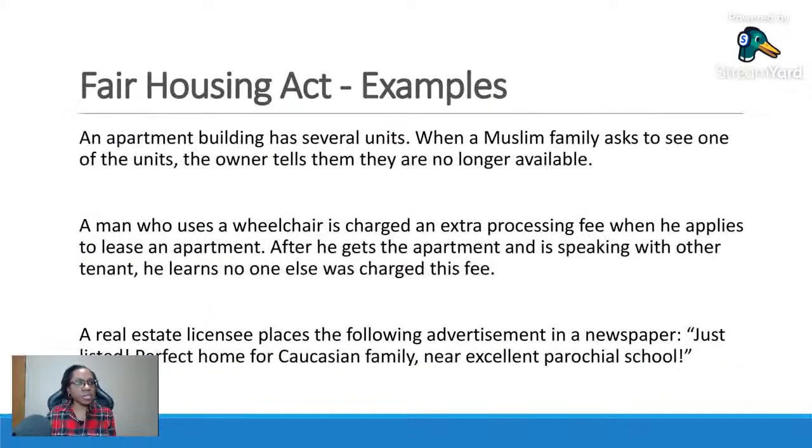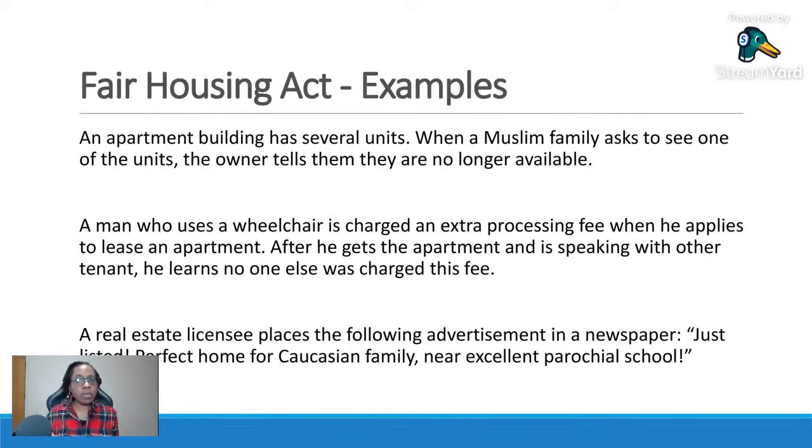All right, so here are some examples that I also put together. An apartment building has several units, but when a Muslim family asks to see one of the units, the owner tells them, oh no, they're no longer available. But then somebody else comes and he's going to show it to them, right? So that's an example. A man who uses a wheelchair is charged an extra processing fee when he applies to lease an apartment. After he gets the apartment and is speaking with other tenants, he learns no one else was charged this particular fee. Right?